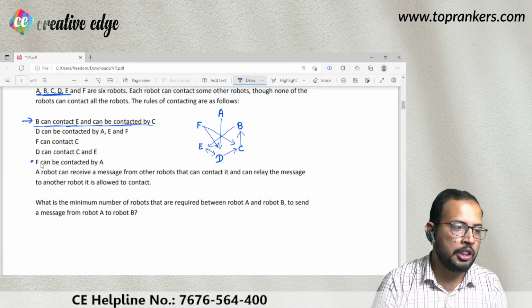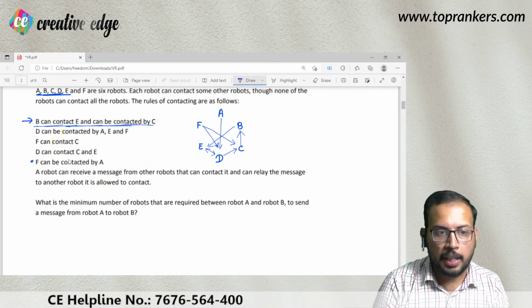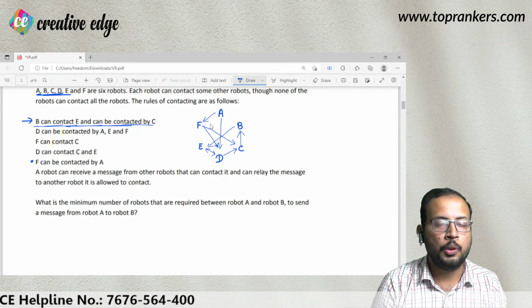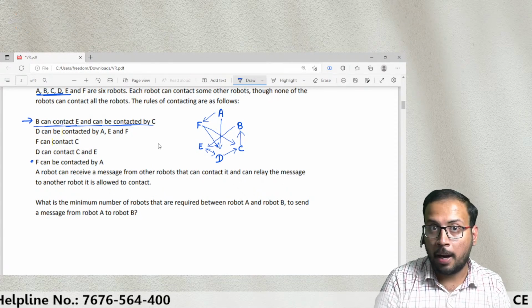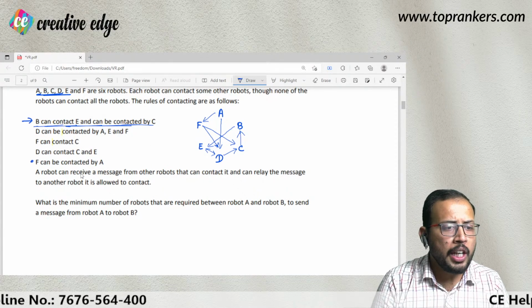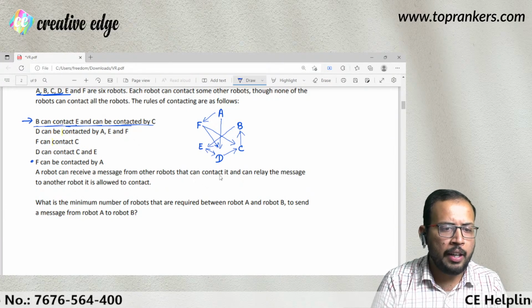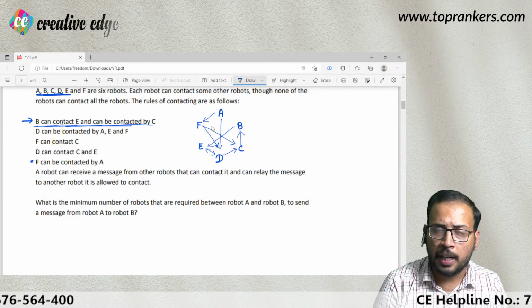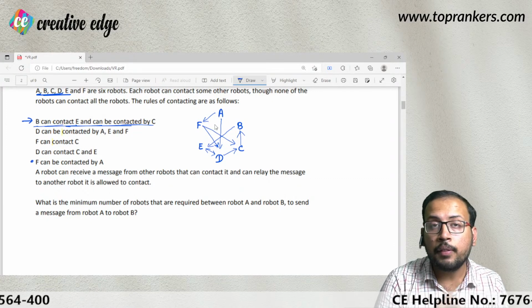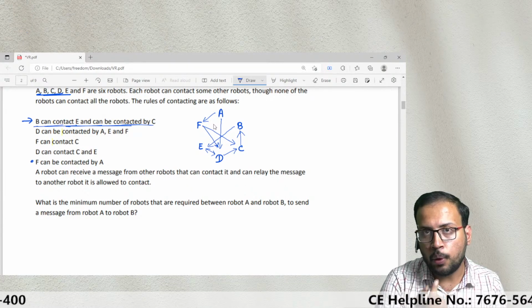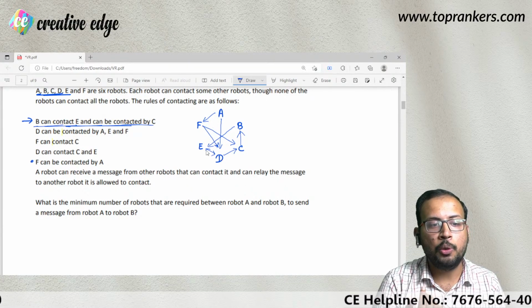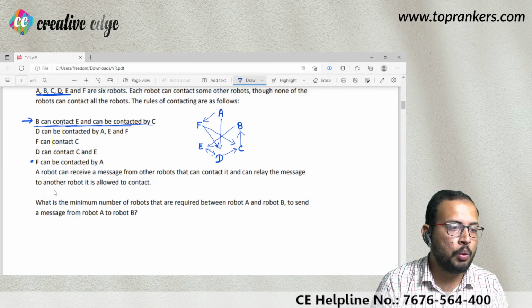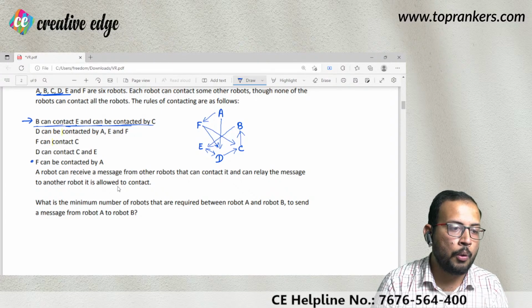Then let us come to this statement. F can be contacted by A. So F can be contacted by A. So F will be sent message by A. A robot can receive a message from other robots that can contact it. What does it mean? For example, A and F. So A can send a message to F, as I've already mentioned, but F cannot do the same. However, if you look at D and E, D can send message to E and vice versa. And it can relay the message to another robot it is allowed to contact.